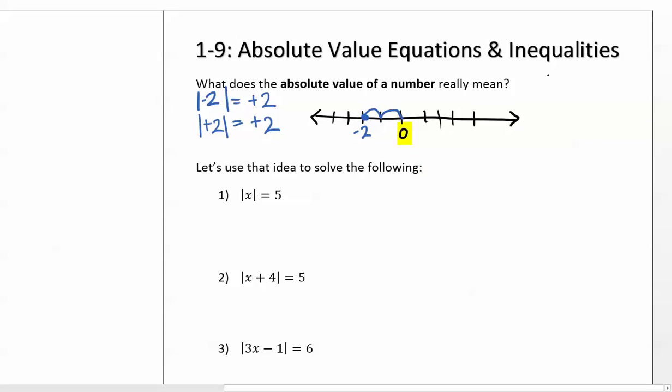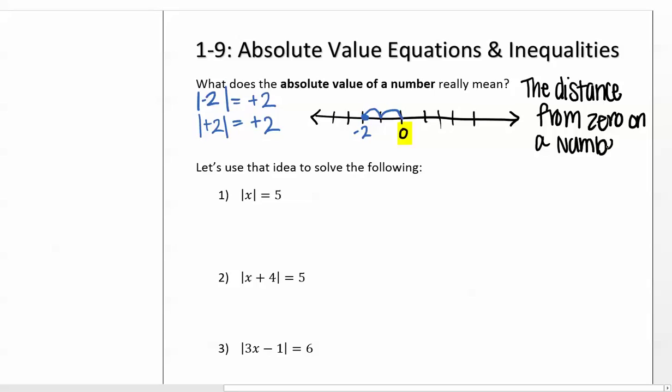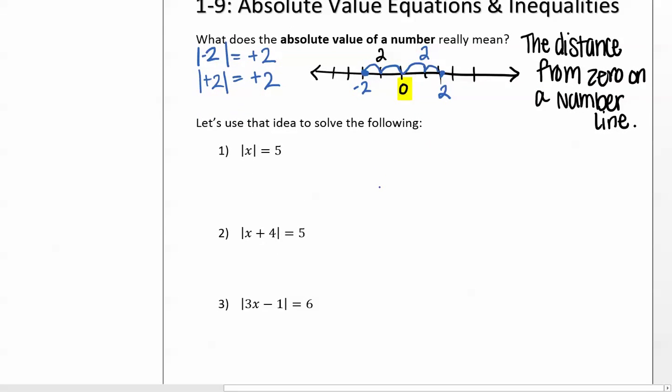Okay, so we're going to write this down. It's the distance from 0 on a number line. Okay, that's really what an absolute value means. So when you take a -2 and you're finding its distance from 0, it's 2. And when you're looking at +2 and you're seeing what is its distance from 0, it is also 2. Distance is always positive.